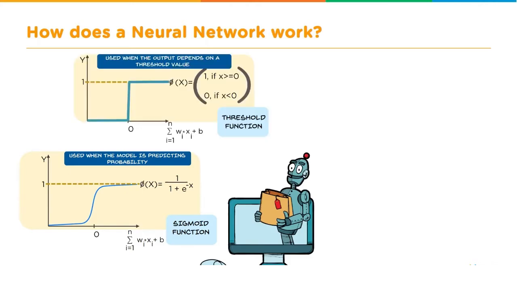Next is the threshold function. If you don't want to worry about the uncertainty in the middle, you just say if x is greater than or equal to 0, then 1, if not, then x is 0. So it's either 0 or 1, really straightforward.